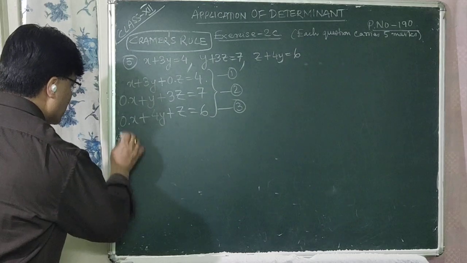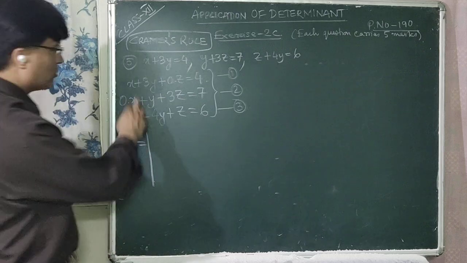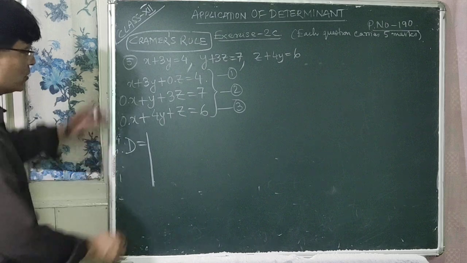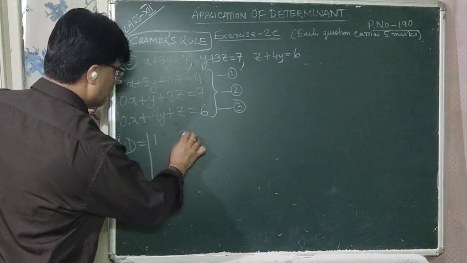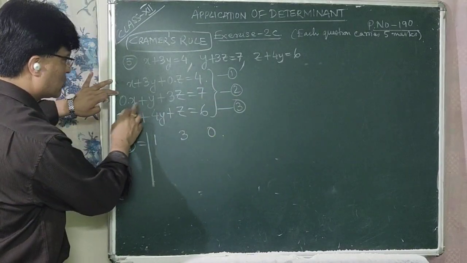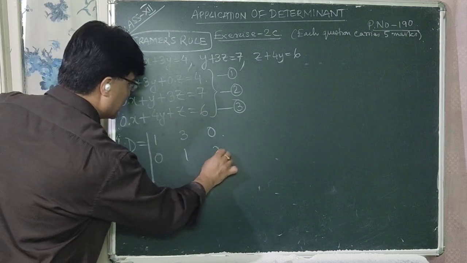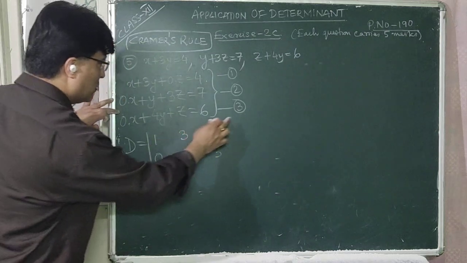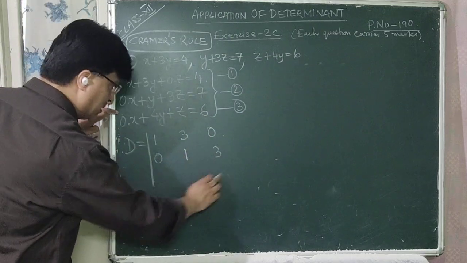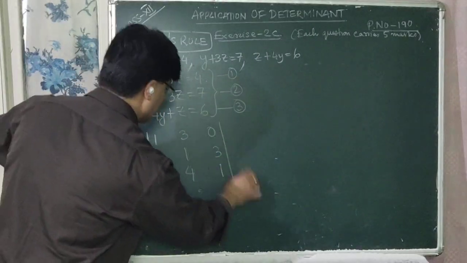So now let us write down D. D is equal to, what is D here? You have to write down only the coefficients of x, y, z from equation 1. That will be in the first row, that is 1, 3, 0, right? So what is the second equation here? What are the coefficients of x, y, z? 0, 1, 3, write in the second row. And now in the third equation, what are the coefficients of x, y, z? It is 0, 4, 1. Write it in the third row.